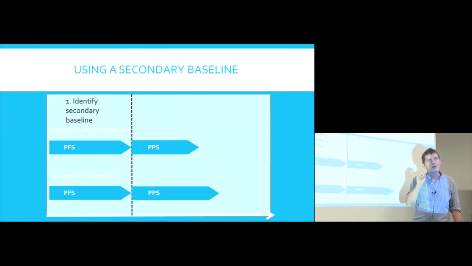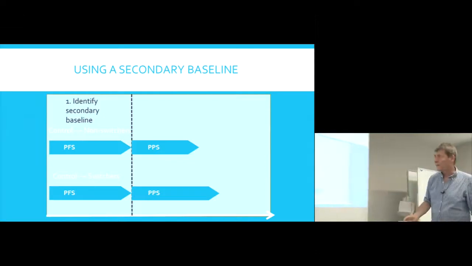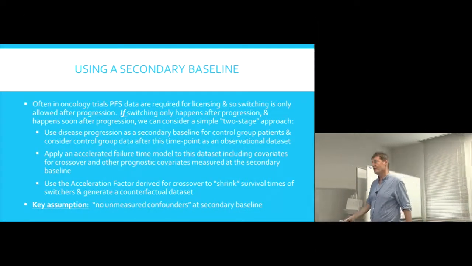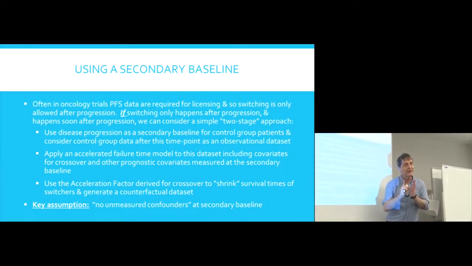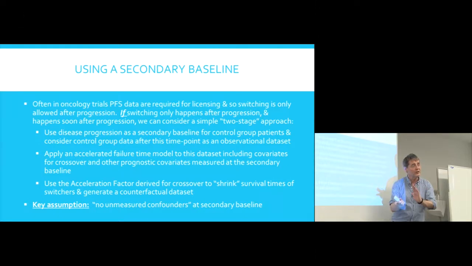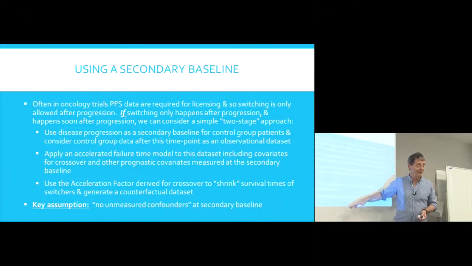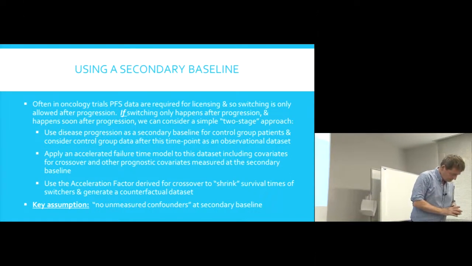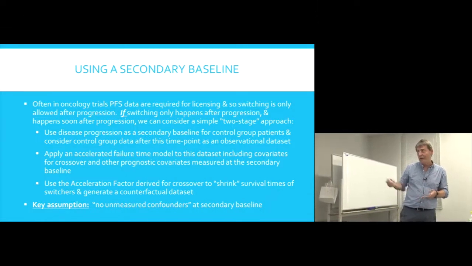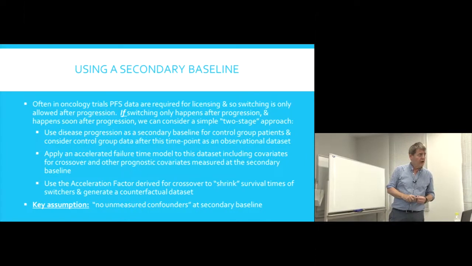And by assuming no unmeasured confounders, that means there are no other factors that are different between switchers and non-switchers. Everything is observable, and it might be switchers are younger than non-switchers, or whatever. But it's quite a strong assumption, and indeed untestable. But if we can make that assumption, this use of a secondary baseline is one way to adjust for treatment switching. The other methods also have strong assumptions.